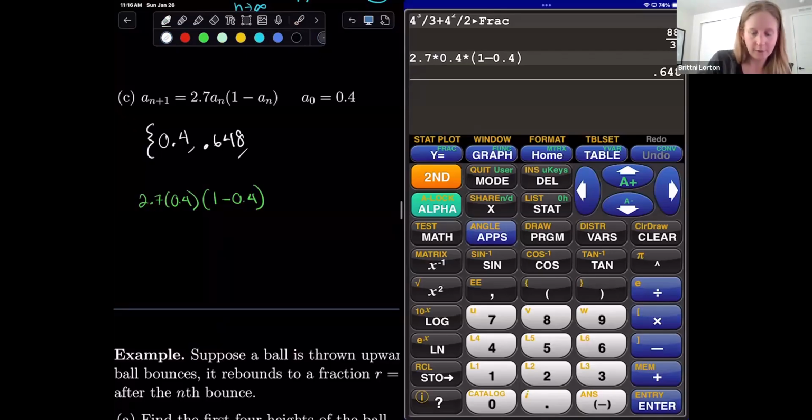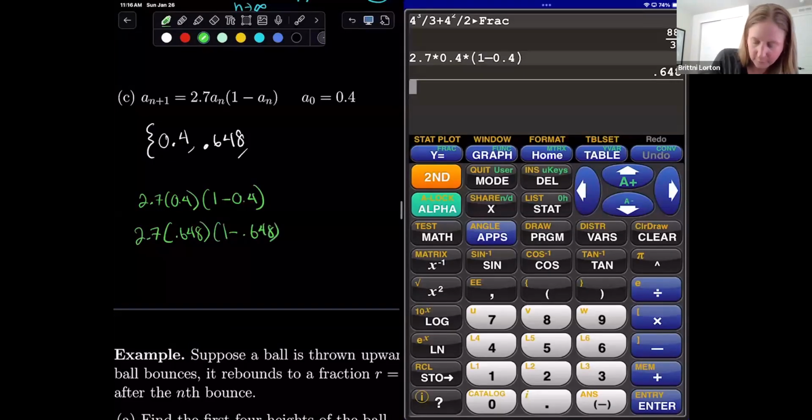I'm going to write it down. 0.648. Okay, so the next one that I need to do is I need to do 2.7 times my 0.648 times 1 minus my 0.648, because this recurrence relation says that the next term is equal to 2.7 times the previous term times 1 minus the previous term.